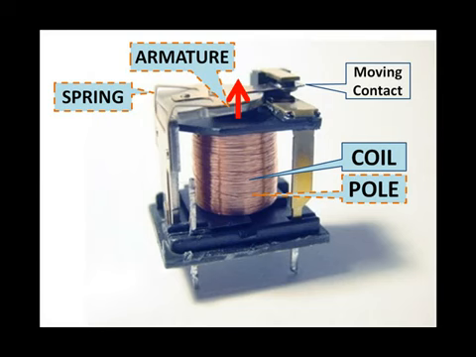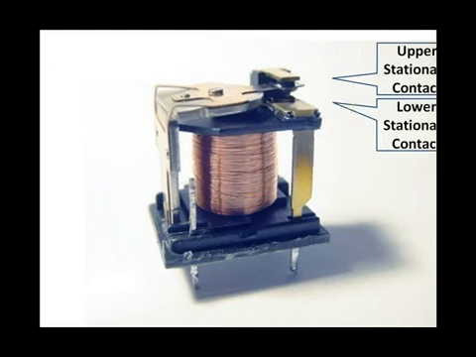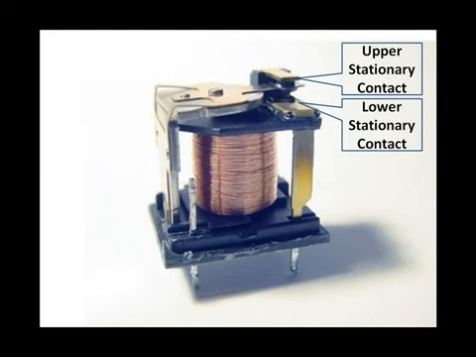The movement away from the coil is limited by a stationary contact, and the movement towards the coil is limited by a stationary contact. So, as power is alternately applied to the coil, the moving contact makes contact with the two stationary contacts. One contact when the relay is de-energized, and the other when the coil is energized.